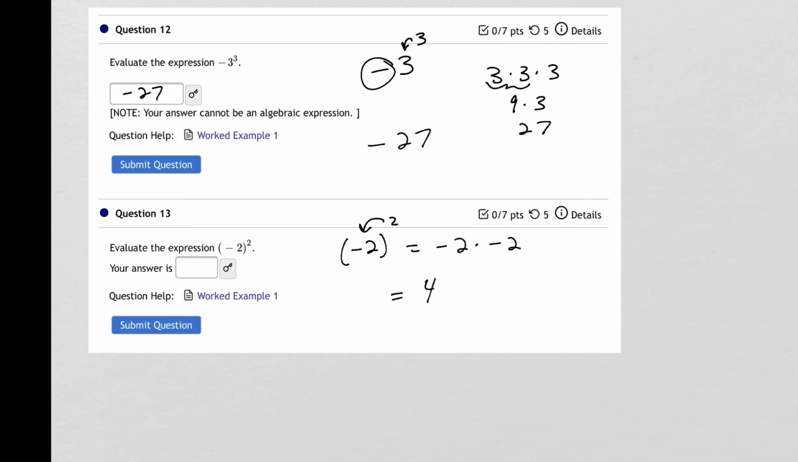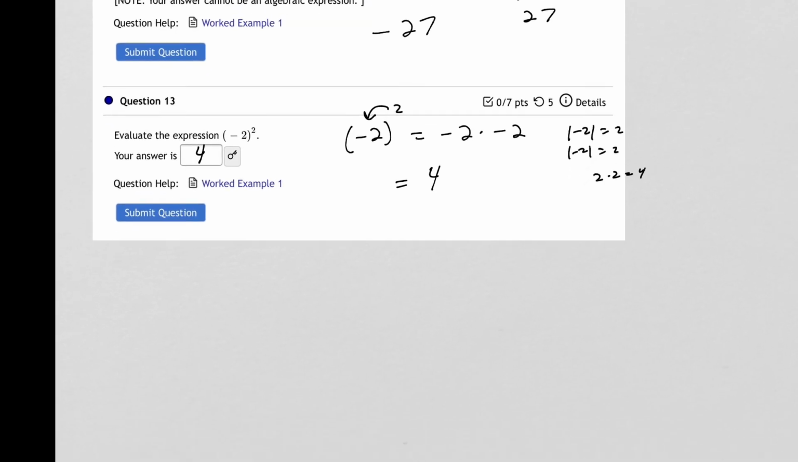Remember, you ignore the signs, right? You take the absolute value of each number. So that's 2, 2. 2 times 2 is 4. And then we have a negative times negative, same sign, so it's going to be positive. So it's just positive 4. So in this case, this is positive 4.